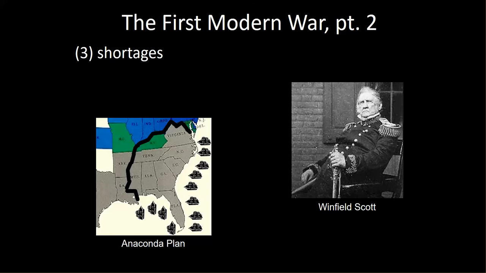At first, for way too long, Union officers focused on capturing Richmond, Virginia, the capital of the Confederacy. Now, that is how wars used to be fought. You know, you capture the enemy's capital, you force a treaty, everybody goes home. That's how the Mexican War ended. The Civil War wasn't like that. But Union generals didn't realize it.